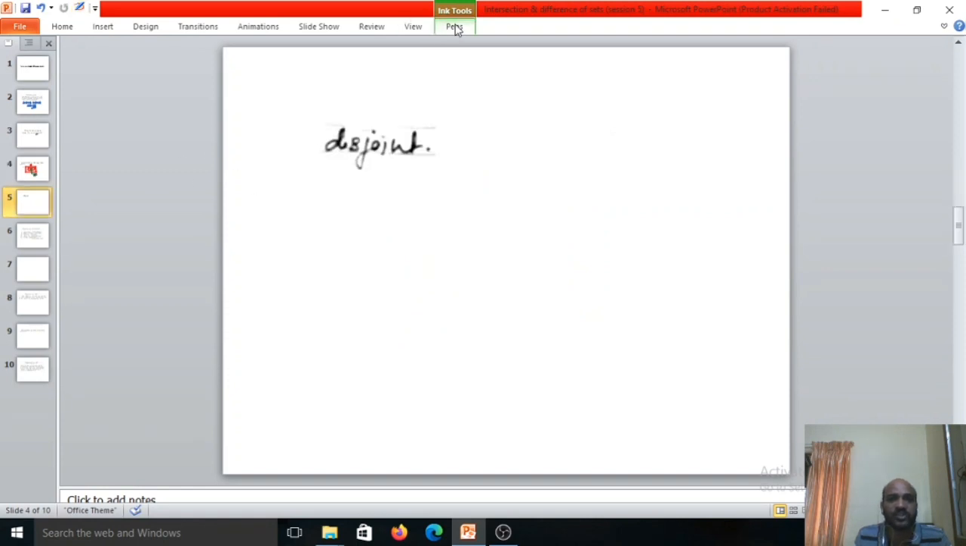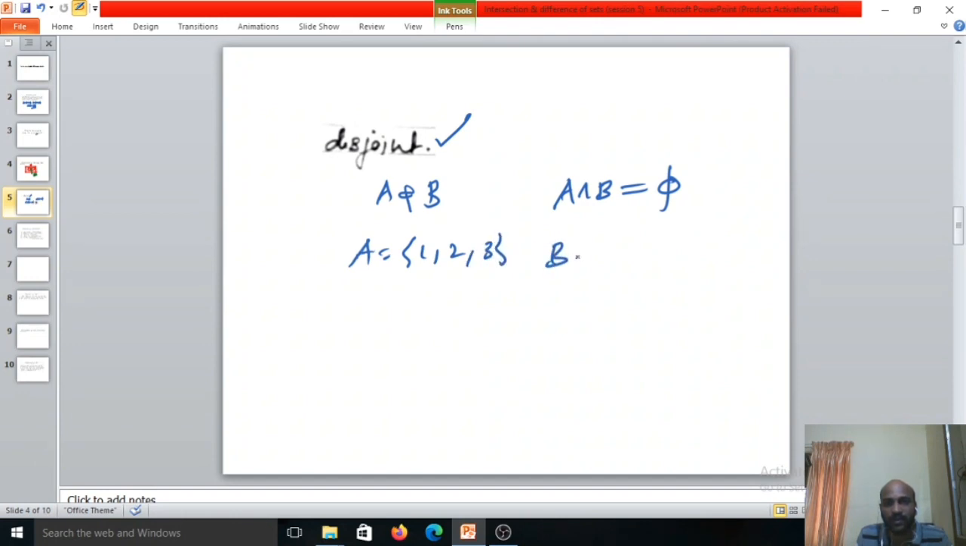Okay. Disjoint sets. Consider two sets A and B. Two sets A and B are said to be disjoint if A intersection B is equal to null set. That means there should not be any common element between A and B. For example, A equal to set 1, 2, 3 and B equal to another set 4, 5, 6. So what about A intersection B? A intersection B will be equal to null set because there is no common element. So we can say that A and B are disjoint.